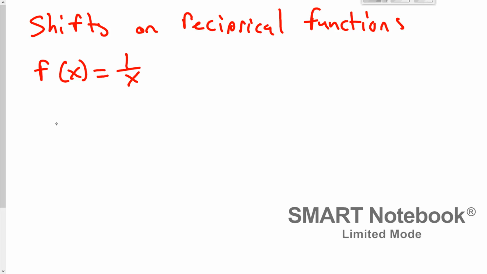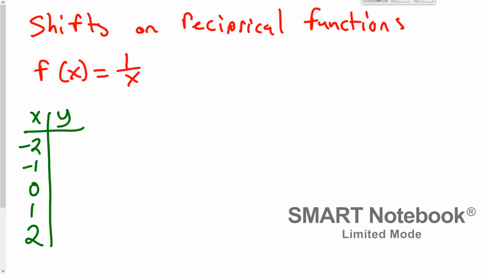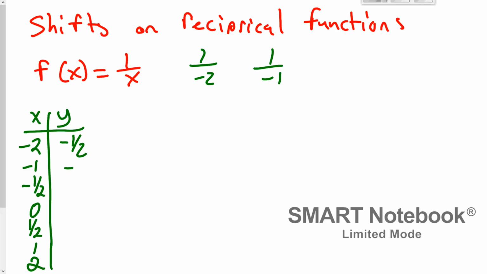So let's make a table and start graphing this, right? That's the easiest way to do it. We can start plugging numbers into our equation and see how it changes. So I'm plugging in -2, so I get 1 over -2. So that's -1/2. I plug in -1, that's 1 over -1, that's -1.